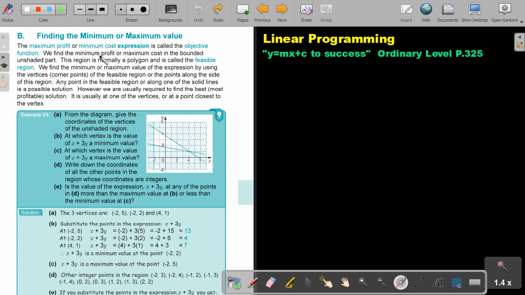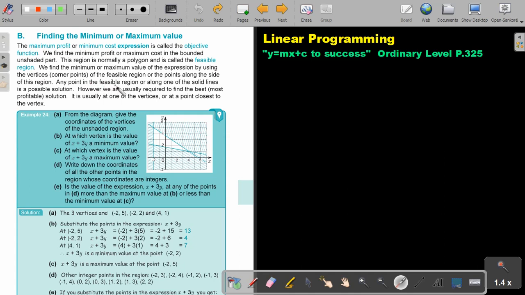We find the minimum profit or maximum cost in the bounded unshaded part. That's where we were writing the R. This region is normally a polygon and is called the feasible region. We find the minimum or maximum value of the expression by using the vertices, corner points of the feasible region, or the points along the side of this region.